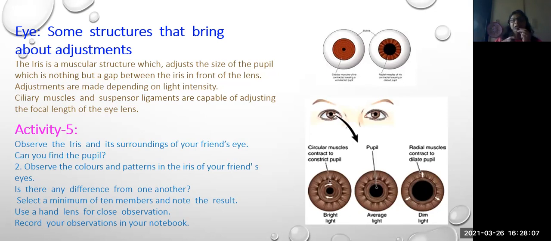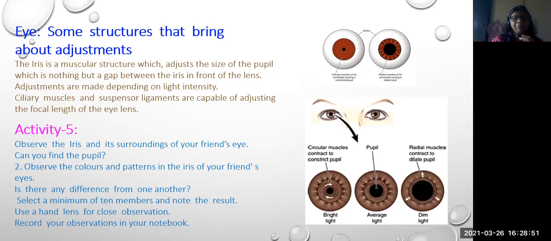Okay. So that is the arrangement of the lens. This will depend on the suspensory ligaments and ciliary muscles, which are attached to the lens. Okay. So circular muscles contract to constrict the pupil, and during bright light, average light, the pupil size is medium, and in dim light, radial muscles contract to dilate the pupil, to increase the size of the pupil. So these are the movements, the iris muscular activity to maintain the size of the pupil according to the amount of light.